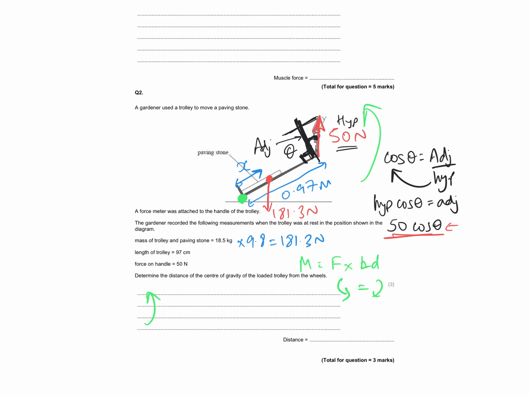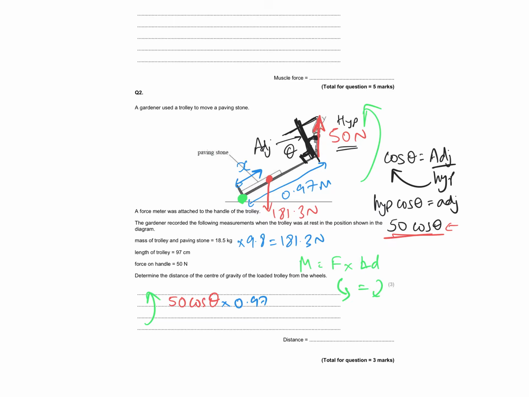If we then move down to the dotted lines at the bottom, where I've got the green arrow, we know moment is force times perpendicular distance. We're saying the force in this direction is 50 cos theta, but then our distance, well, that is 0.97 meters away.